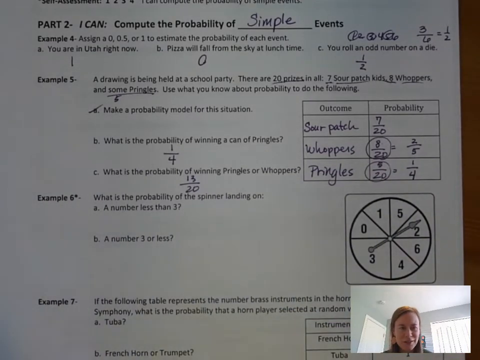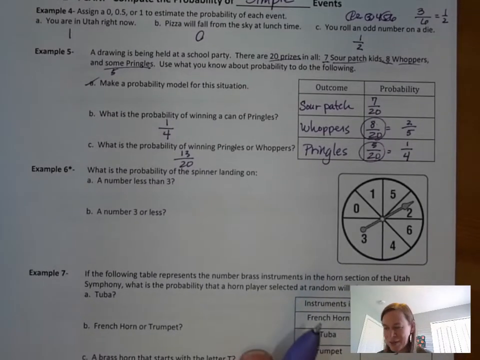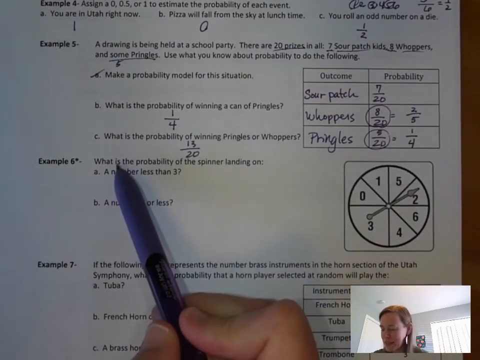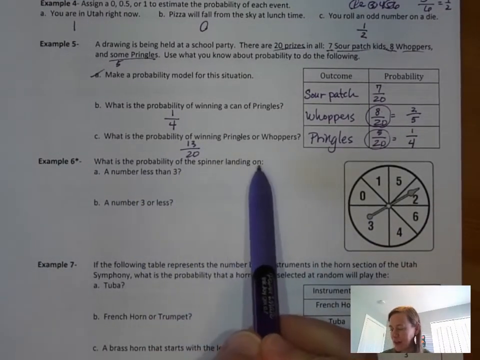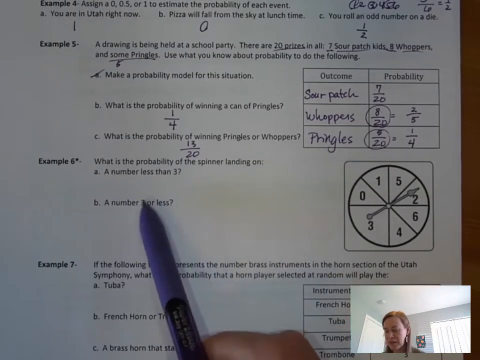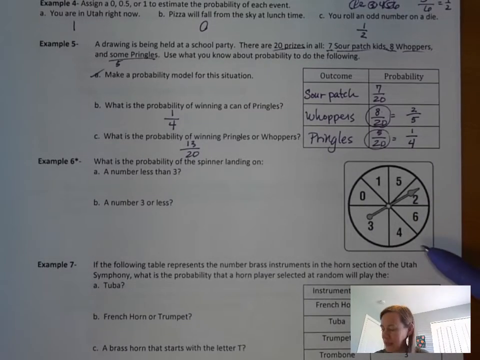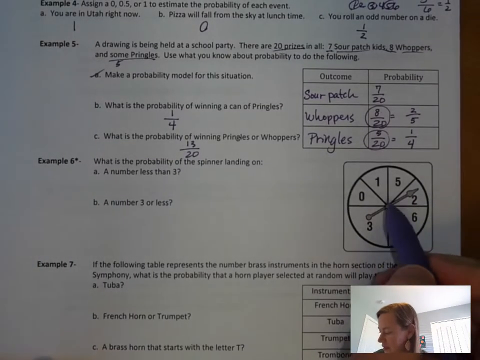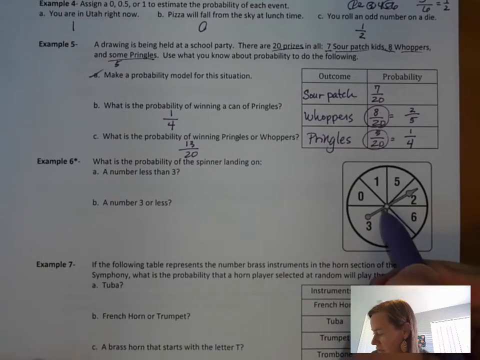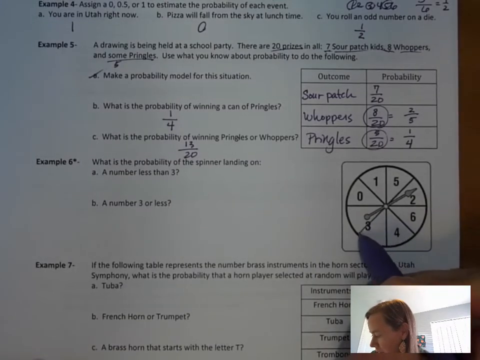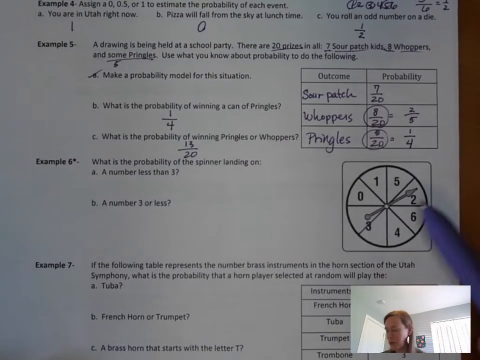Okay, let's do another example. Example 6. This one's a little bit different. What is the probability of the spinner landing on a number less than 3? Okay, look at the spinner. Do you see anything funny about that spinner? That number 3 is extra big, isn't it? So the simplest way to think about the probability in this situation is just to divide this little wedge here in half. And when you do that, you have 8 equal wedges.